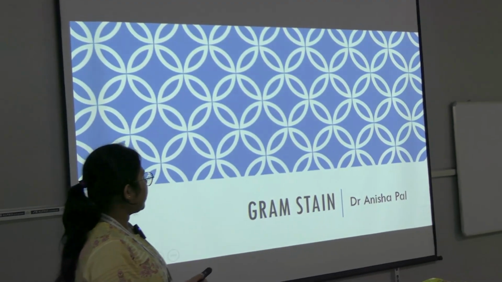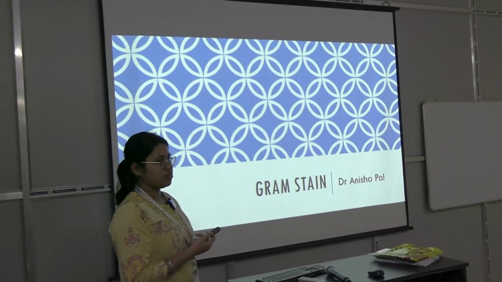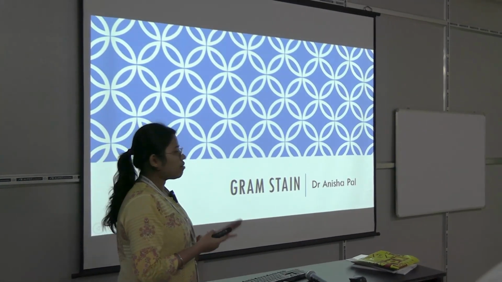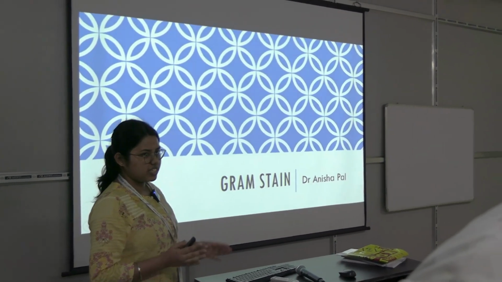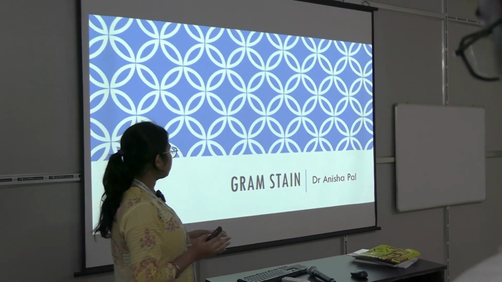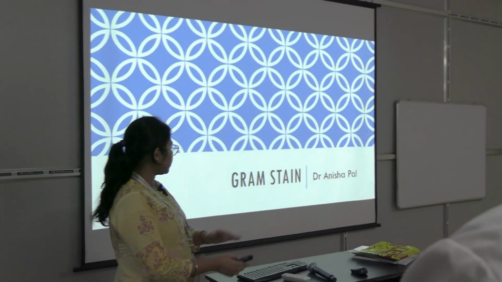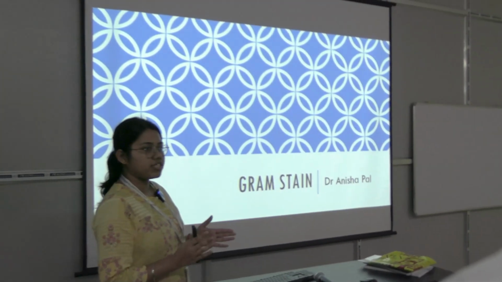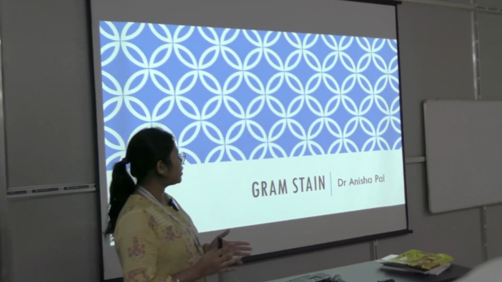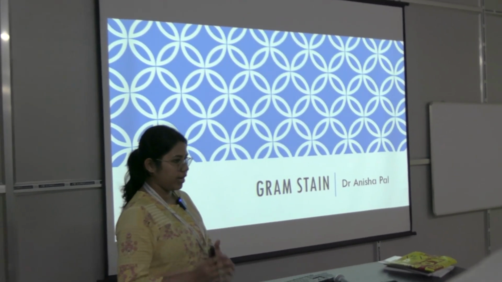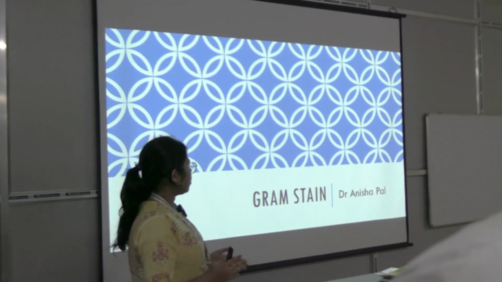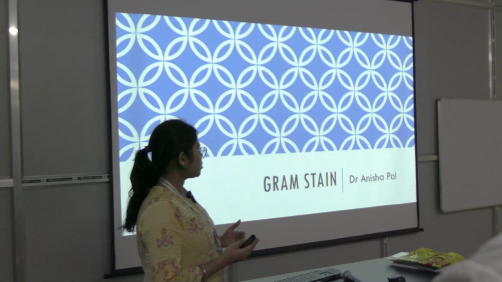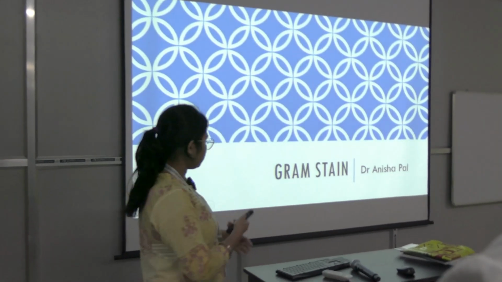So at first, what is gram staining? Can anyone tell me the definition? Okay. So gram staining, as you know, is a differential staining technique. It is mainly used to differentiate between two types of bacteria, that is gram positive and gram negative bacteria, on the basis of the structural differences present in their cell wall.